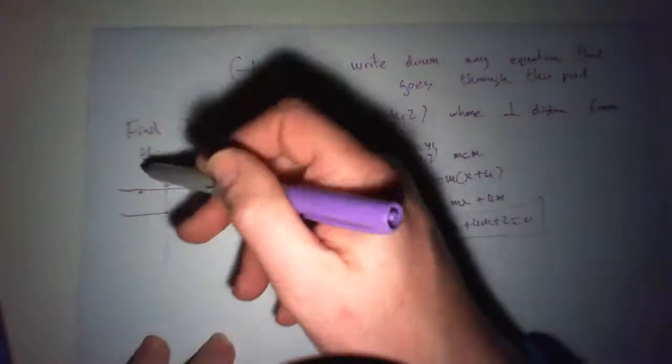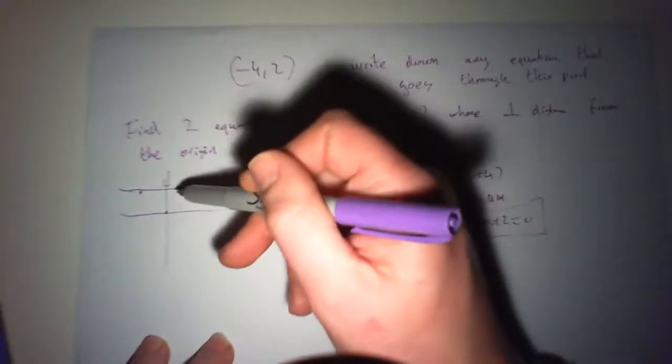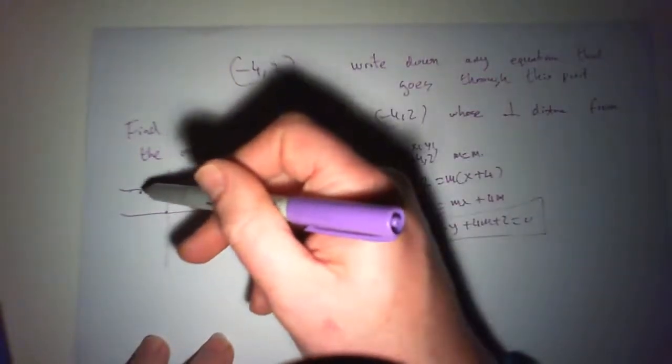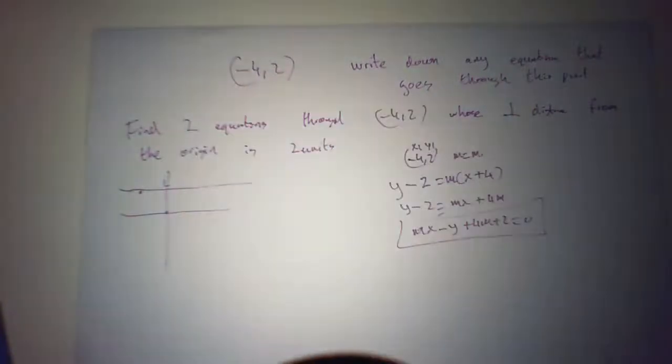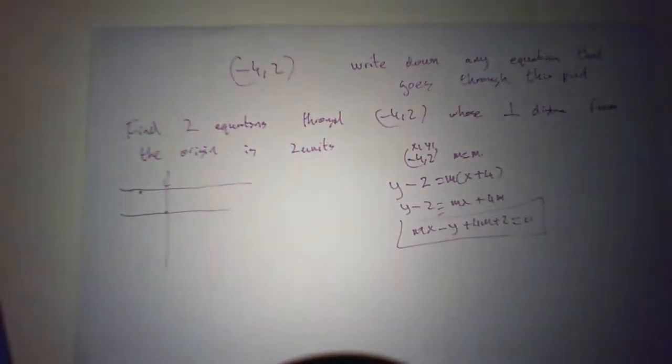I'm wondering, would that be a perpendicular? That's not a perpendicular distance from the origin. See, that is a perpendicular distance. You could say x equal to 2. I suppose that would work as well. Okay. I'm just wondering, is there any other possibility? Probably is. Okay, right. So listen, let's have a look.